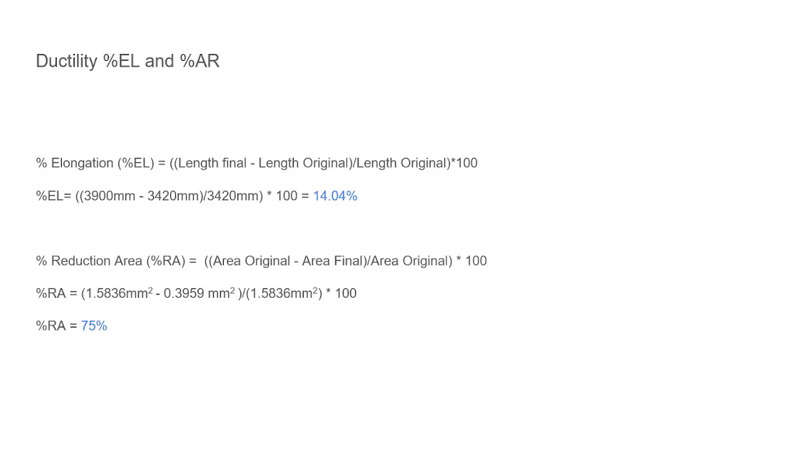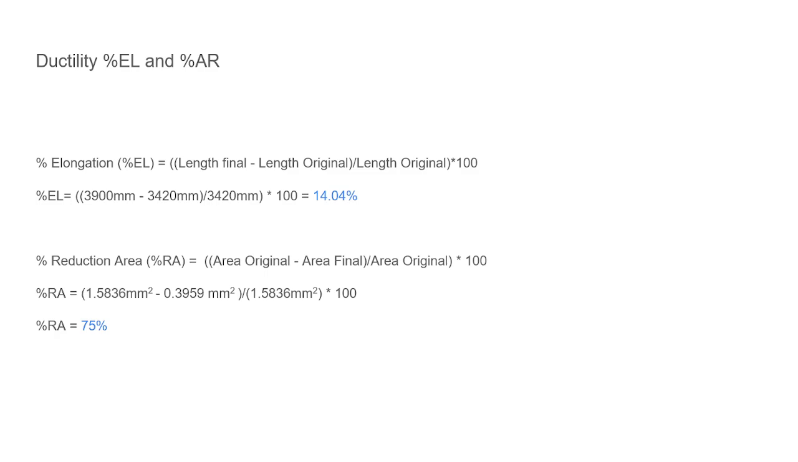The ductility, percent elongation, and percent area reduction. Percent elongation is the final length minus the original length over the original length times 100. So for the stress strain curve that was found online, the final length was 3,900 millimeters. The original was 3,420 millimeters. Divided by 3,420 millimeters times 100 gave about 14.04%.